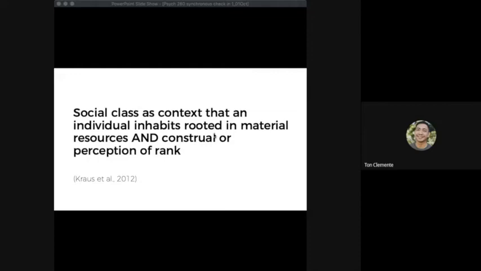Okay? What I like about this definition also is that it hints at, meron kang looking inward by looking at material resources. Gaano kayaman, gaano kalaki yung laman ng bank account ko, gaano kalaki yung bahay namin, gaano kalaki yung family wealth, household income. But also, it tells us that social class, the experience of that, requires social comparison.